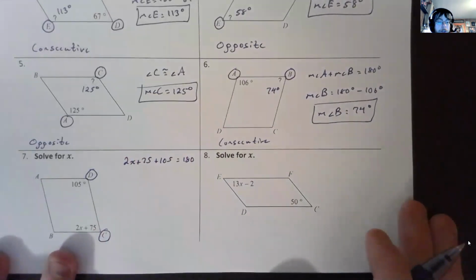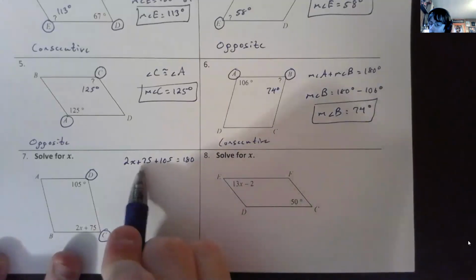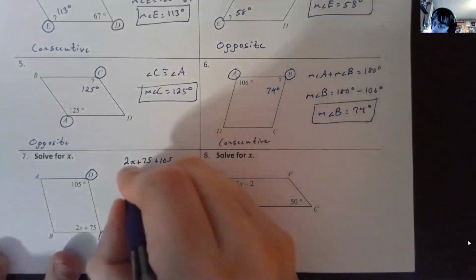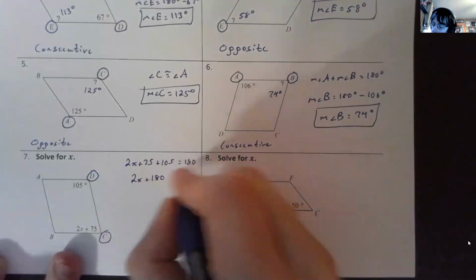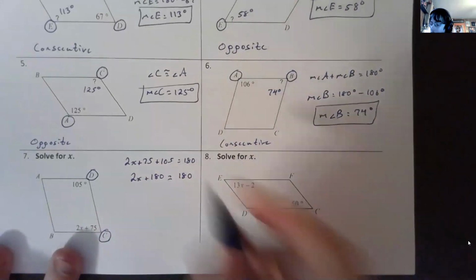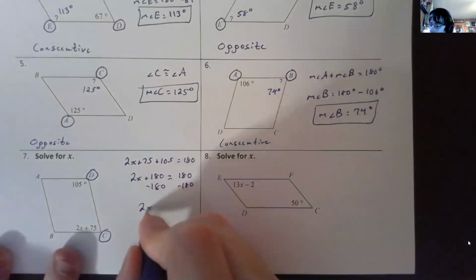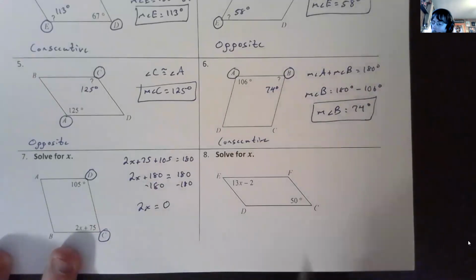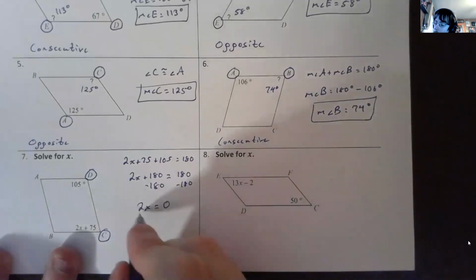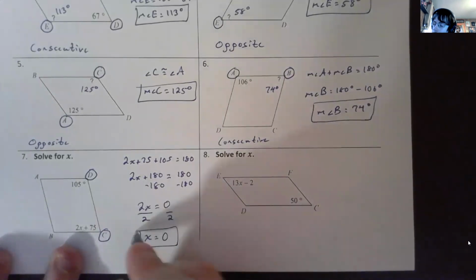And now we just solve for x. So on the left side, we can combine like terms. 75 plus 105 is 180. The 2x drops down. We want to get the 2x by itself, so we subtract 180 from both sides. And we get 2x equals 0. Still need to get rid of the 2, so we need to divide both sides by 2. And so we get x is equal to 0.